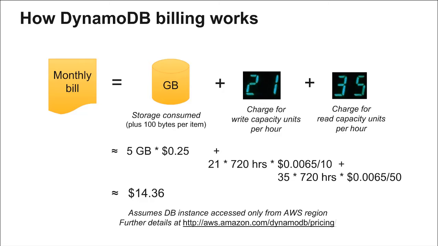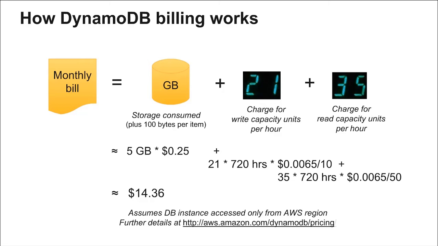From a cost perspective, this is how the billing works. You're billed for the storage that you consume, right? So for example, if you consume 5 GB of data, you're billed for that 5 GB, and then you're also charged for the write capacity units and the read capacity units. So you get an accurate estimate of cost when you specify the read capacity units, the write capacity units, and the storage consumed, right?